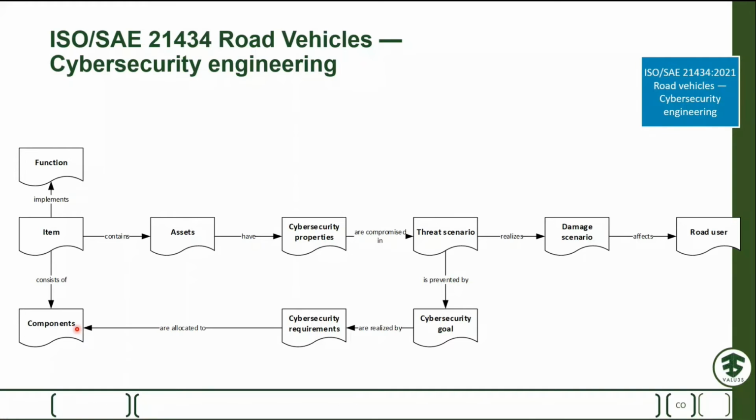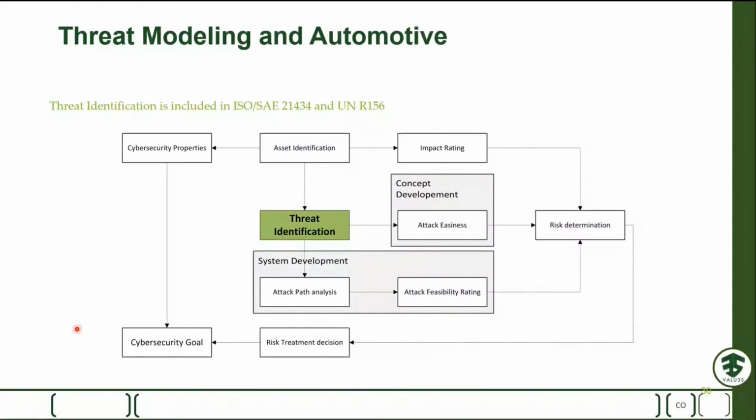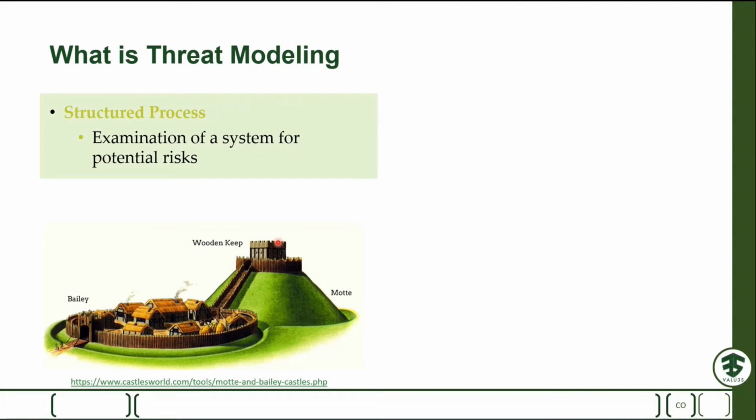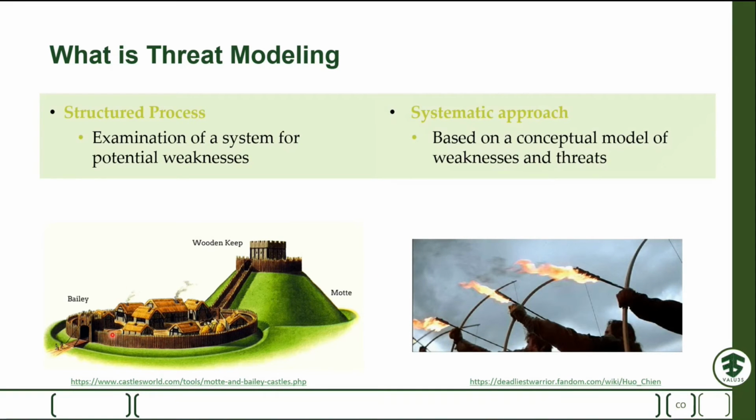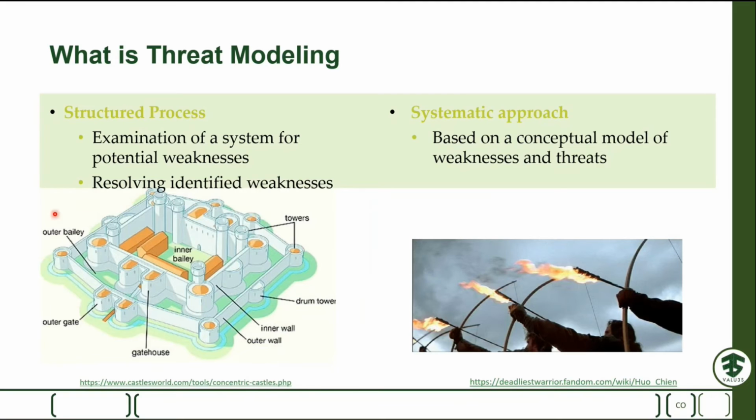And this is connected to the threat identification. So for the asset identification, for the attack easiness, for the attack path analysis, you can do a threat identification. Threat identification, threat modeling, is basically something very simple, and it can also be done manually, but based on the complexity of the system, I would not recommend doing it manually. Basically, it's a sort of structured process. You're looking at something and thinking from the perspective of an attacker, what could the attacker do against it? Wooden castle, fire. Then you try to update your system so that these weaknesses are resolved. If the enemy has fire, you use stone.